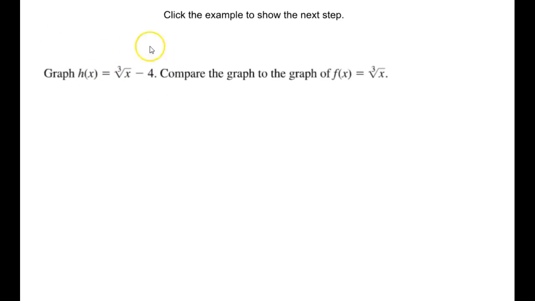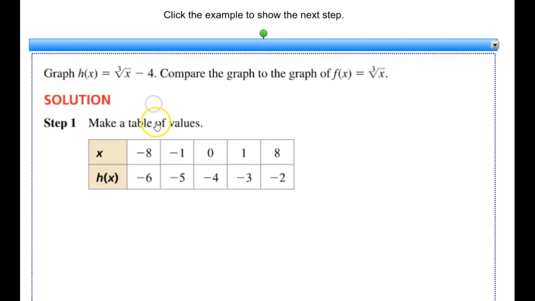So let's graph this function and then compare it to my parent function. Again, our parent function is always the most simple form of the function. So here I am just subtracting 4 from that. First I want to make a table of values. When we're dealing with cube root functions, the x values you generally want to choose are 0, and then positive and negative 1, and then positive and negative 8.